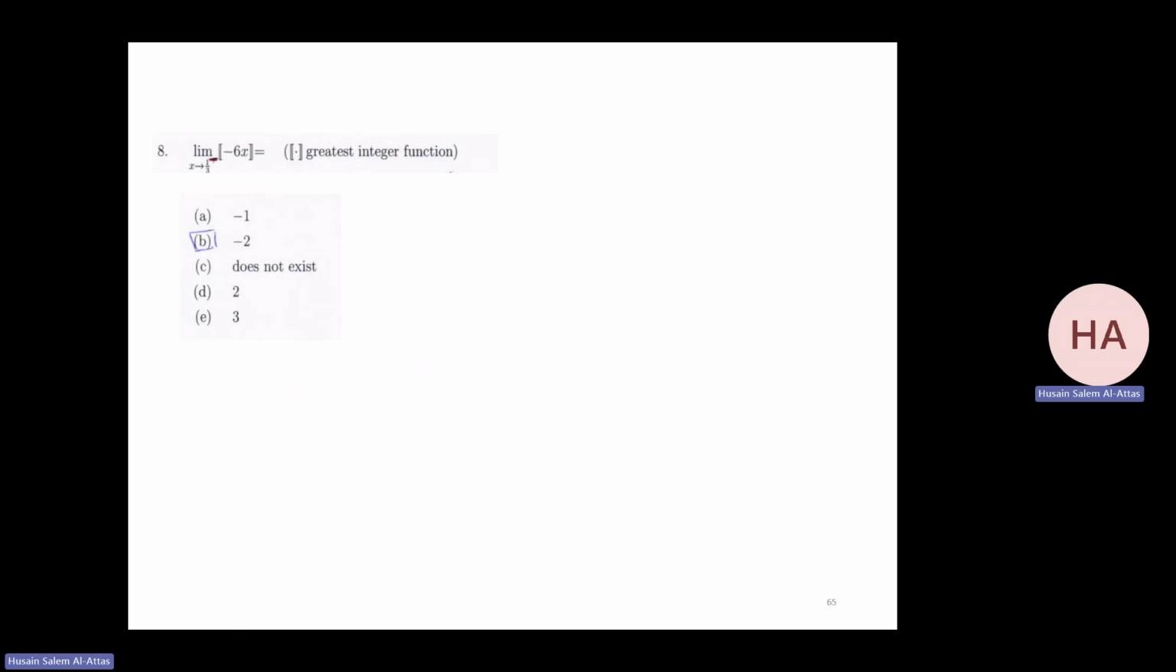Okay, now do this one. Negative, positive, so you need to be careful. x goes to 1 over 3 from the left. So what kind of values will it take? It will take x like 0.3, 0.31, something like this, less than 1 over 3. What will be 6x? 0.3 times 6 is 1.8. What will be minus 6x? Minus 1.8. So the greatest integer of minus 6x will be minus 2.